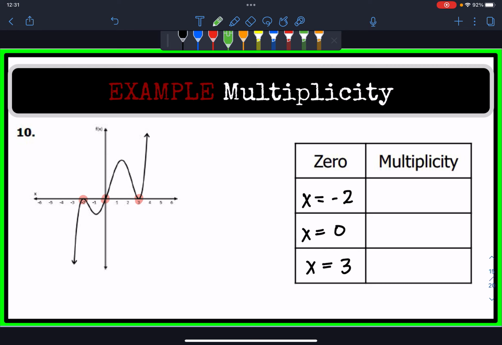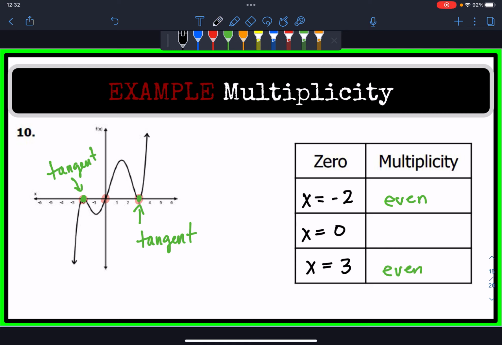At these 2 locations, at negative 2 and at positive 3, the graph is tangent to the x-axis. Notice that the graph simply touches the x-axis, turns around, bounces off, and goes in the opposite direction. Because the graph is tangent at these x-intercepts at negative 2 and at positive 3, that means that the multiplicity of those numbers is going to be some even value.